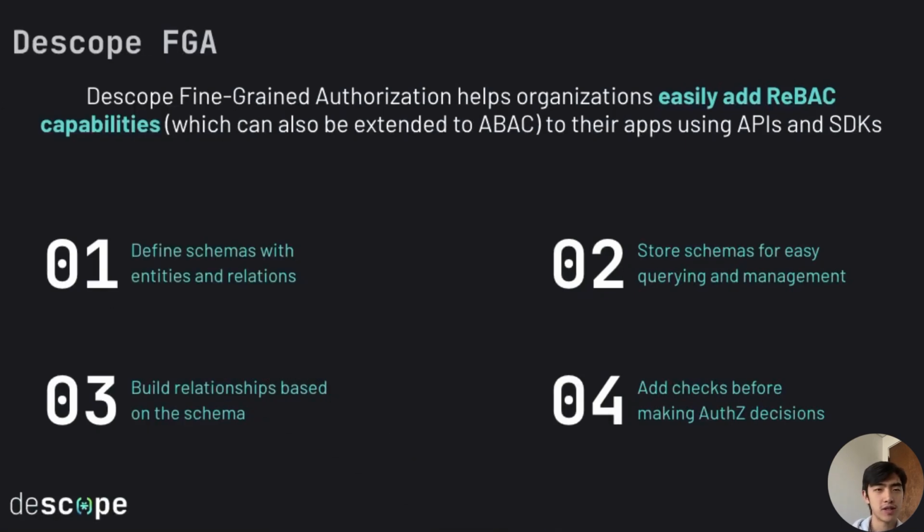Descope's fine-grained authorization solution is a great option for implementing ReBAC on its own or in tandem with RBAC or ABAC. It offers a flexible, powerful system to define and enforce fine-grained access controls based on entity relationships expressed through our APIs and SDKs. We'll explore the process of implementing ReBAC with Descope FGA in the next couple slides.